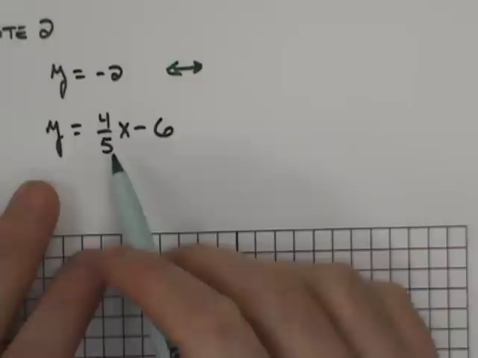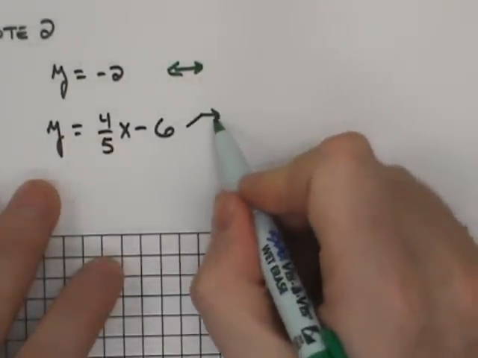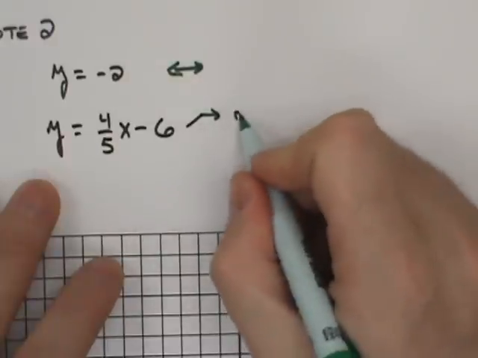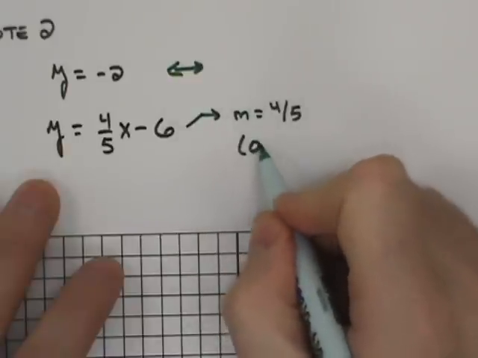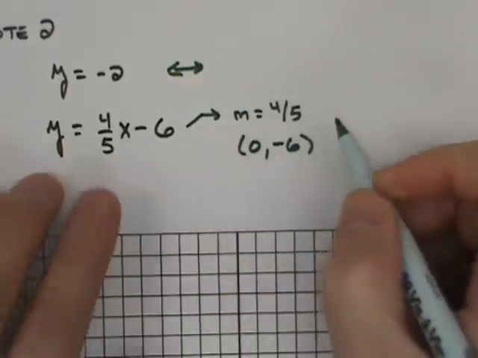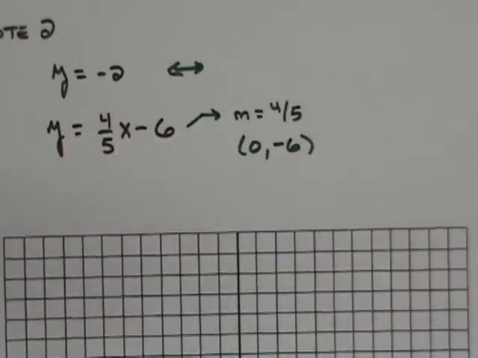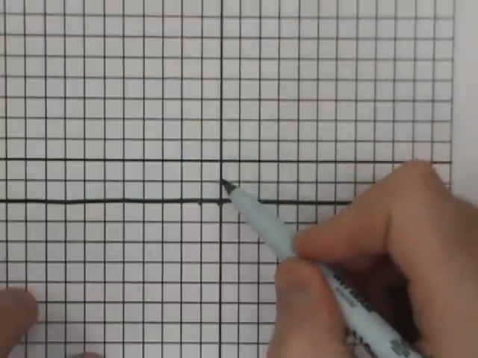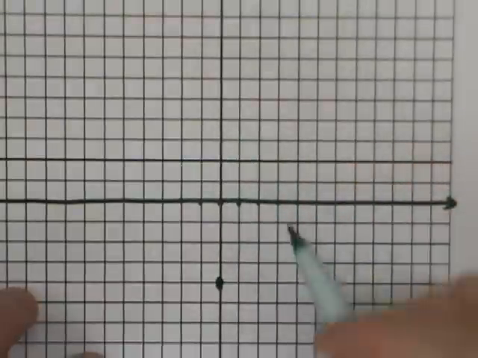For the second equation, I gave it to you in slope-intercept form. So you should be easily able to pull out a slope. Slope is 4/5. And the starting point would be 0, -6. Plug 0 in for x. That means that y is -6. And so I start at -6 on the y-axis. 1, 2, 3, 4, 5, 6. Tells me to start here.